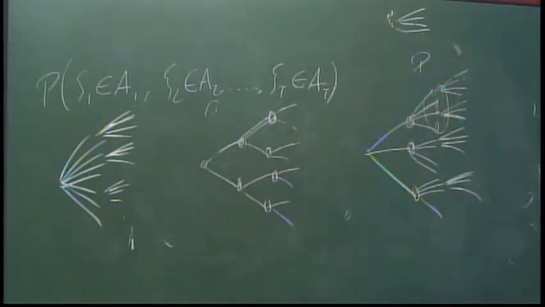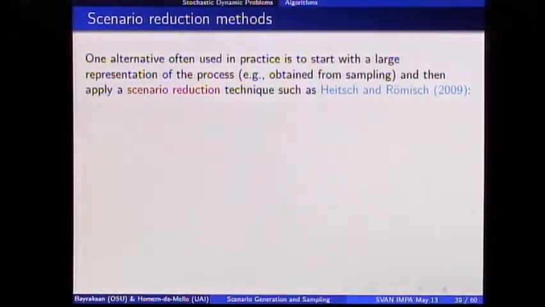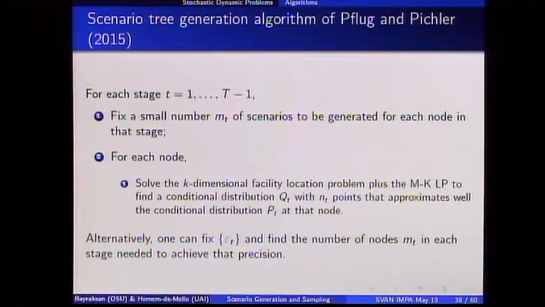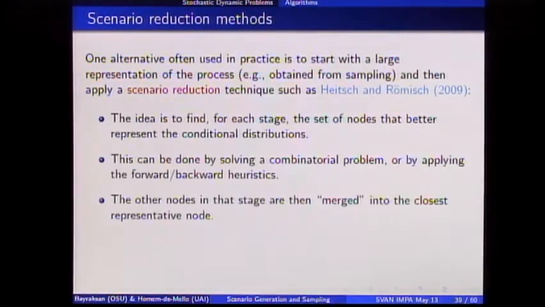So that's the approach of Romisch and Heitz. Because remember, in Flug's problem, the points that you find don't necessarily have to be subsets of the original ones. The facility location allows you to get other points, but here it's a reduction. So roughly speaking, the idea is to find this for each stage. It's similar to the other one in the sense that you do this conditionally. For each stage, you find the set of nodes that better represent the conditional distributions. This is a combinatorial problem, because it's finding subsets.